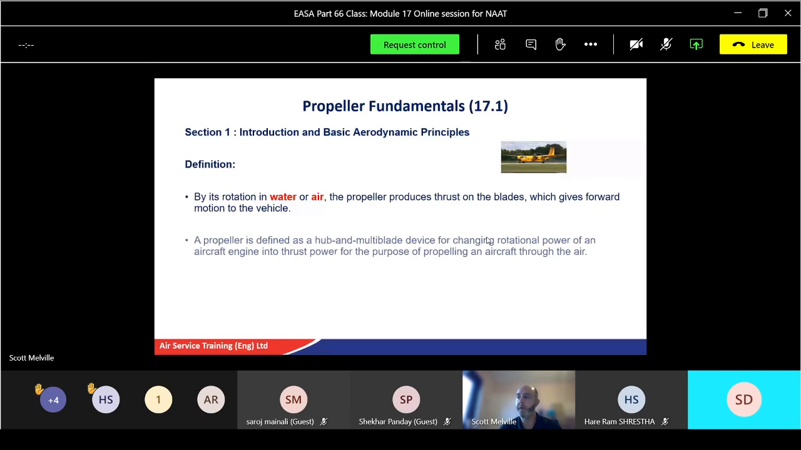So again, propeller defined: a hub with multiple blades, which basically changes the rotational power of an aircraft into what we call thrust power, for the purpose of propelling the aircraft on.